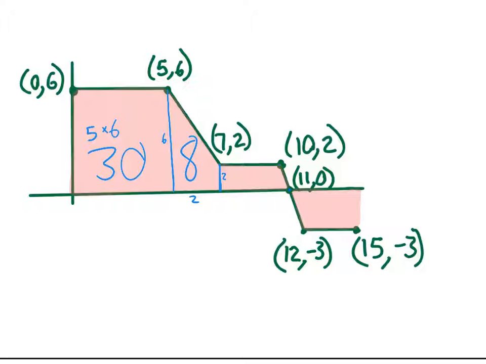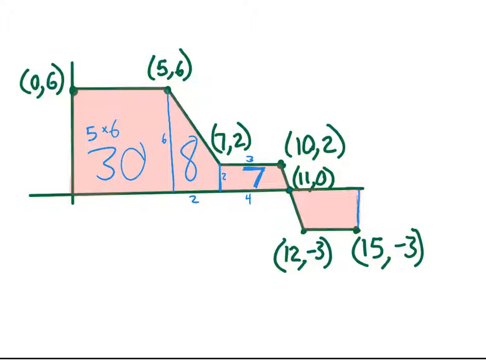And then here's another trapezoid. It goes from 7 to 10, so that's 3. And on the bottom, it goes from 7 to 11, so that's 4. So the average of those is 3.5. 3.5 times the height 2 is 7. So there's that area.